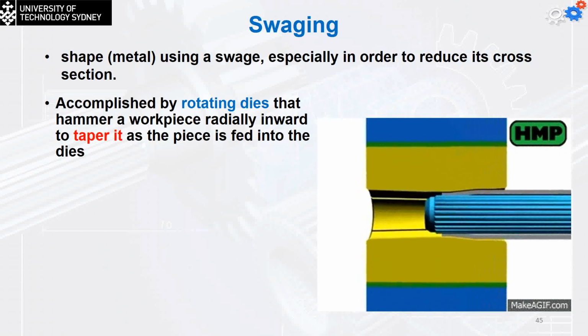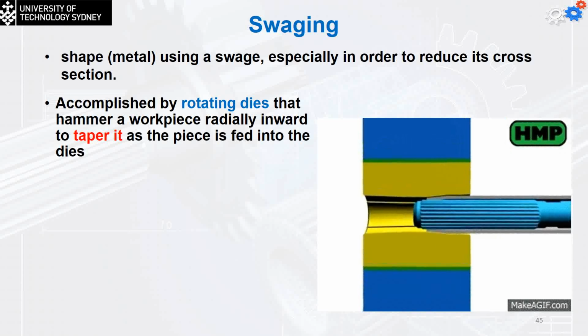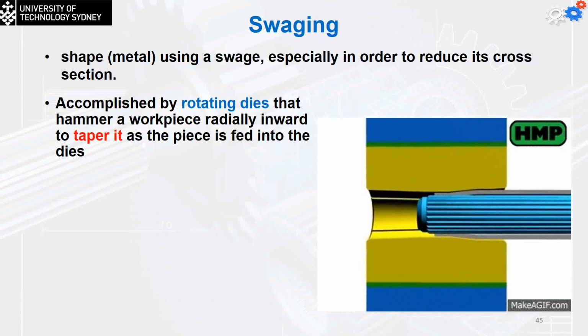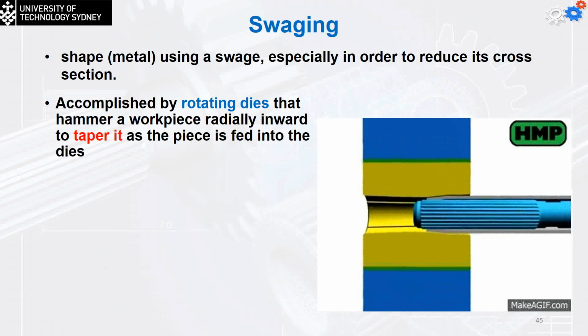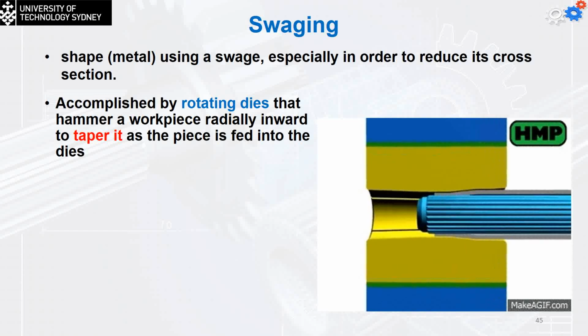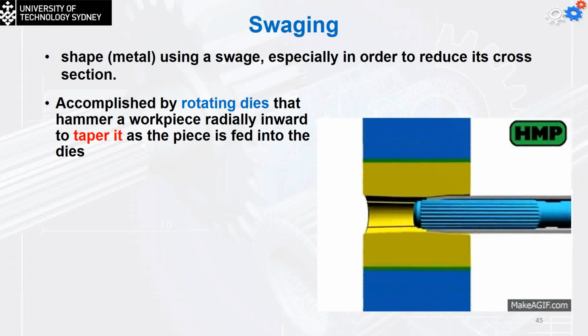So it shapes metal using this swage, especially its cross section, accomplished by rotating dies that hammer the workpiece, radially and vertically tapering it as the piece is fed into the die. It is used to reduce the diameter of the tube or solid rod stock, and a mandrel is sometimes required to control the shape and size of the internal diameter of the tubular parts.